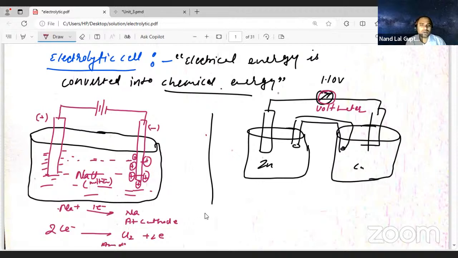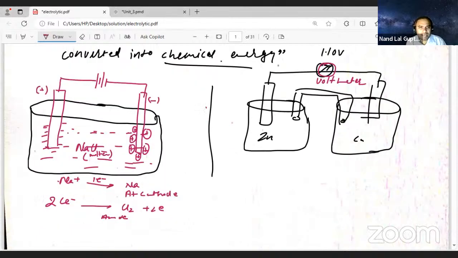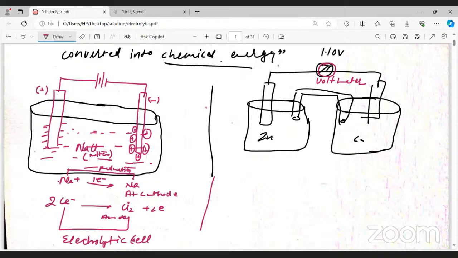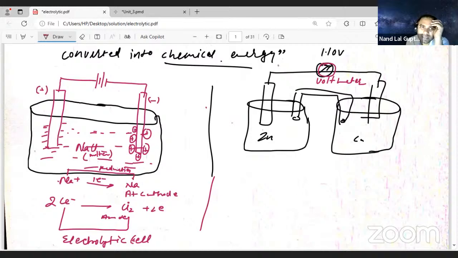In detail, at the anode there is oxidation, and here there is reduction. So both the redox processes take place in only one cell. That is what is called an electrolytic cell. Getting my point? This is the definition.